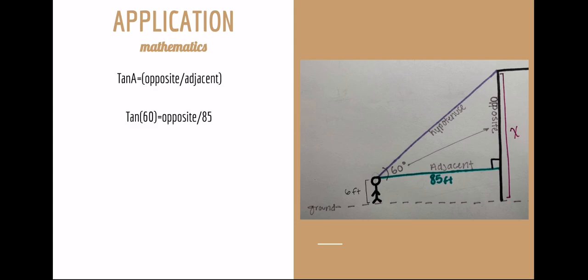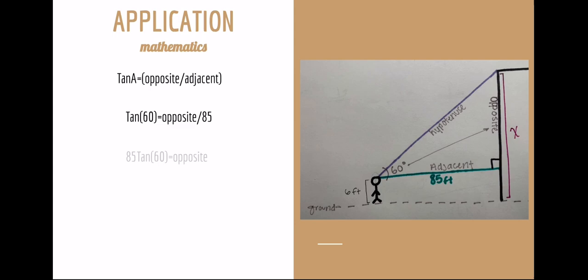Now we need to move what is in the denominator out to the other side of the equation. This gives us 85 times tangent of 60 degrees is equal to the opposite side. This makes the opposite side 147 feet.